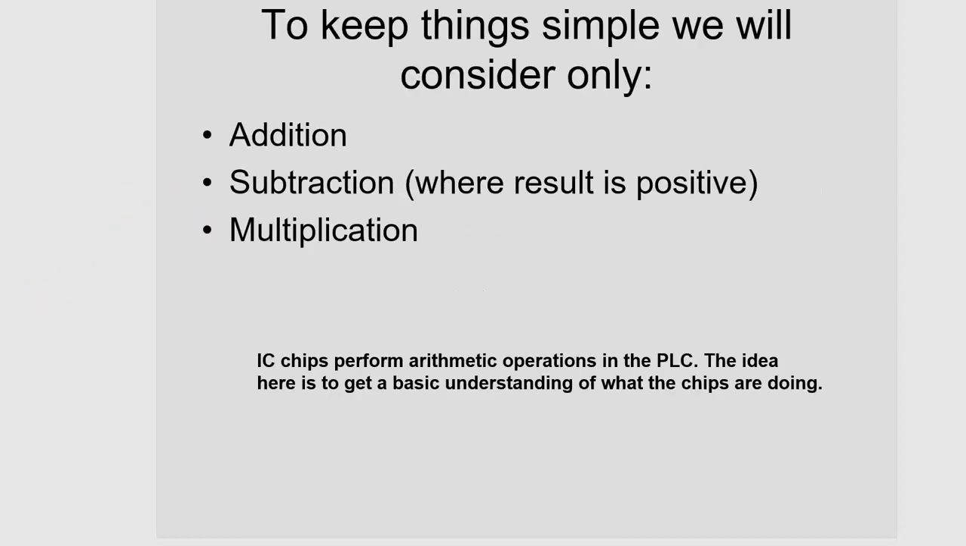What we're going to do in this video to keep things simple, we're going to look at three cases. We're going to look at the case of binary addition, binary subtraction, and binary multiplication, and the subtraction is where the result is positive. Now, remember, this is all done electronically, so the idea here is just to understand what the chips are doing. You can get an idea of what's going on inside of your digital device, be it a cell phone, PLC, or PC, whatever it is.